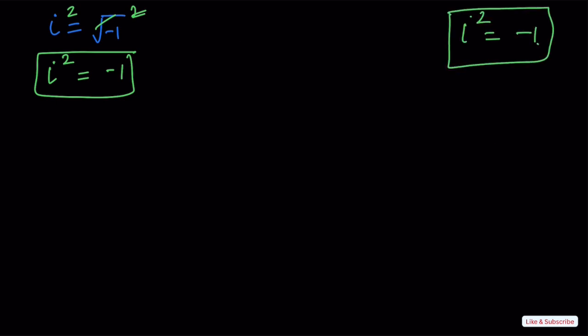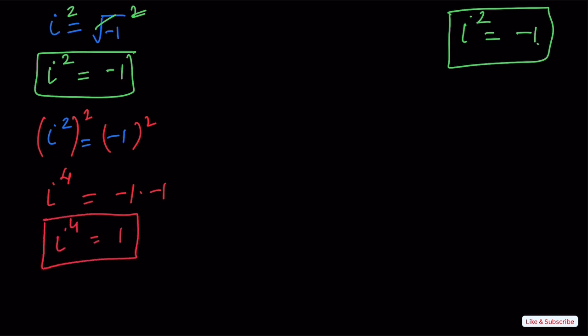What if I do the squaring on both sides once more? I got i squared equals -1, and I'm squaring on both sides. Now when there's a power of a power, you multiply them. 2 times 2, that's 4. And (-1) squared, that's -1 times -1, which equals 1. So that's the most important relation to solve the higher powers of i. So i raised to the power 4 equals 1. That's my first preference, always.